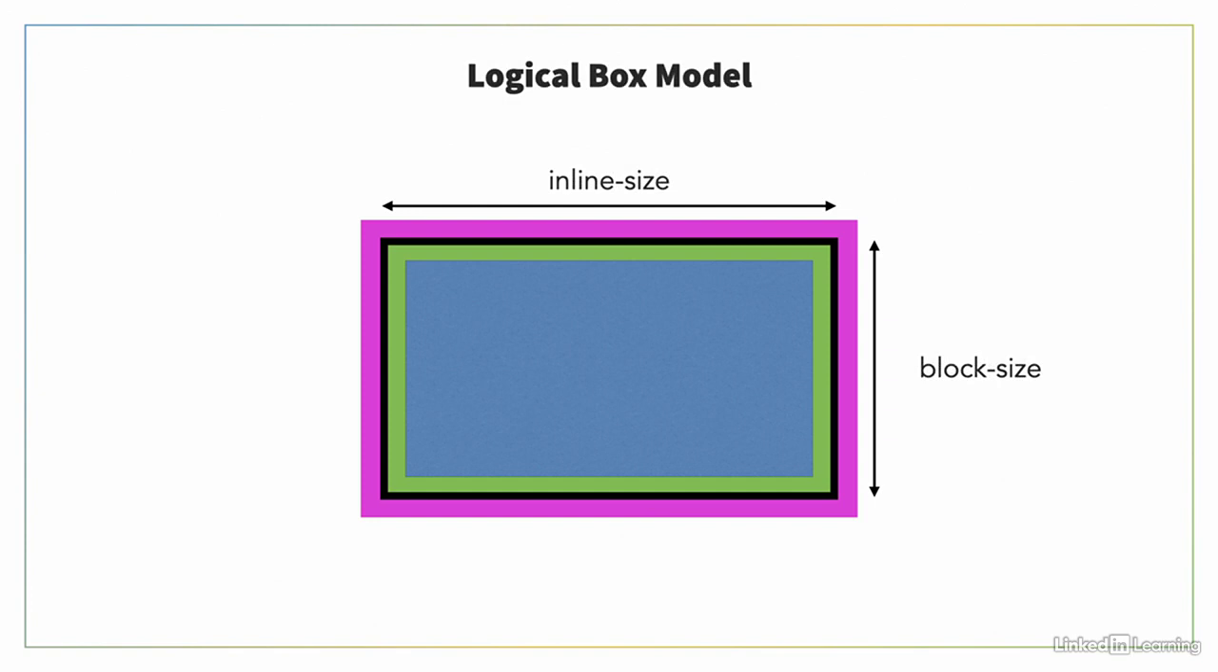So if we have a box and we want to change the width of the box along the inline axis, meaning along the line the text flows in, we would change the inline size. So instead of width, we now say inline size and then the same value. If we want to change across the cross axis, the axis that goes perpendicular to the inline, we change the block size. So instead of height, we say block size. And it gets even more interesting.